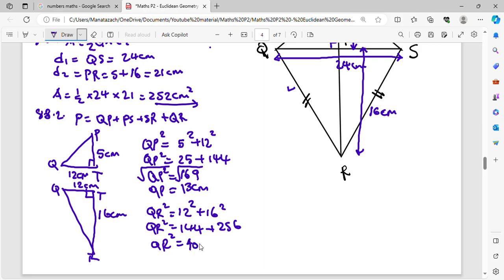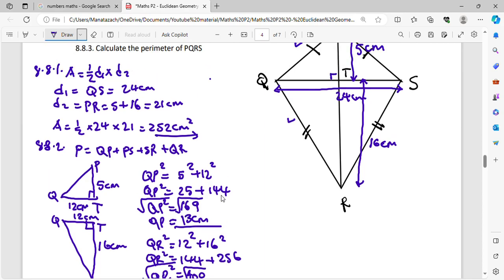So QR squared is 400. So if you want QR as a length, you take the square root on both sides, then you're going to get 20 centimeters. Okay, now let's calculate the perimeter.